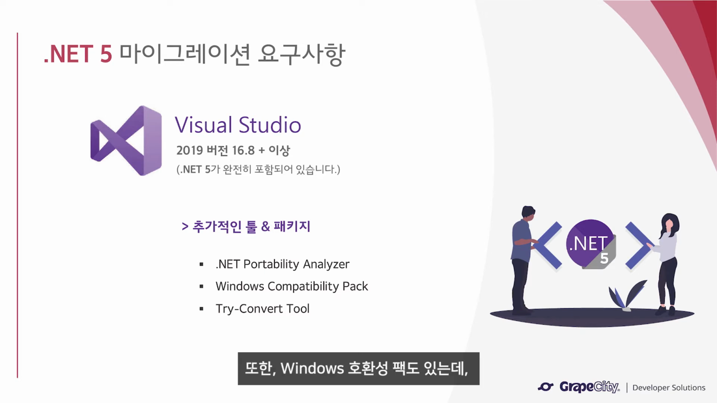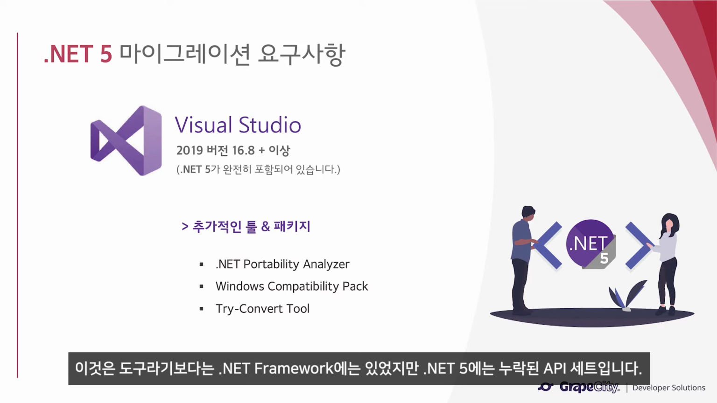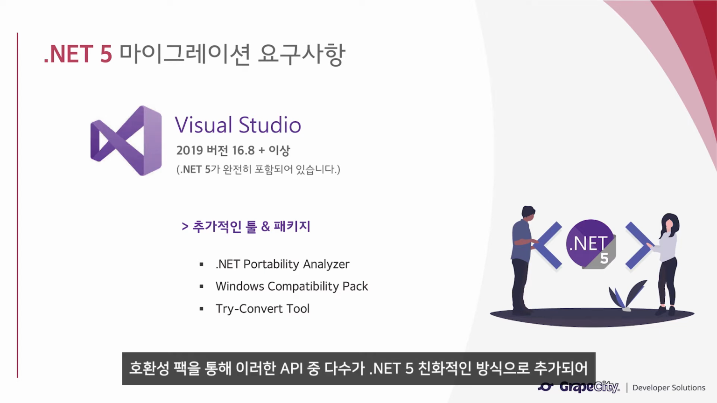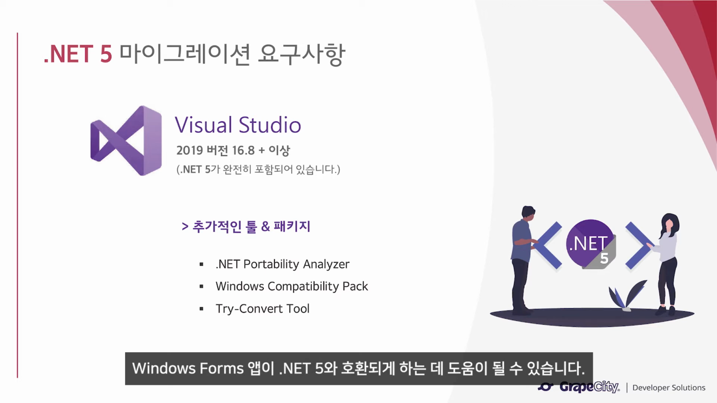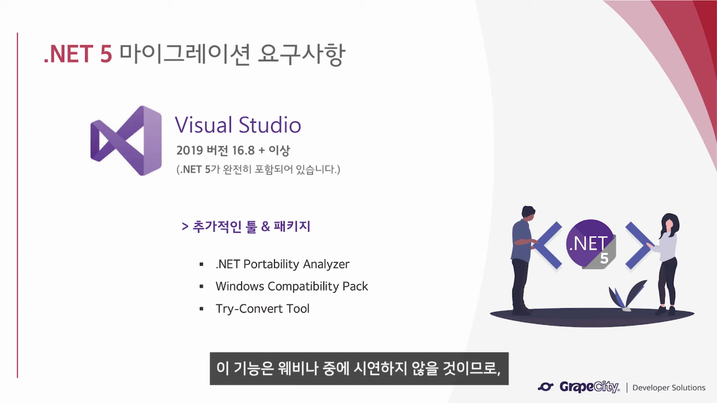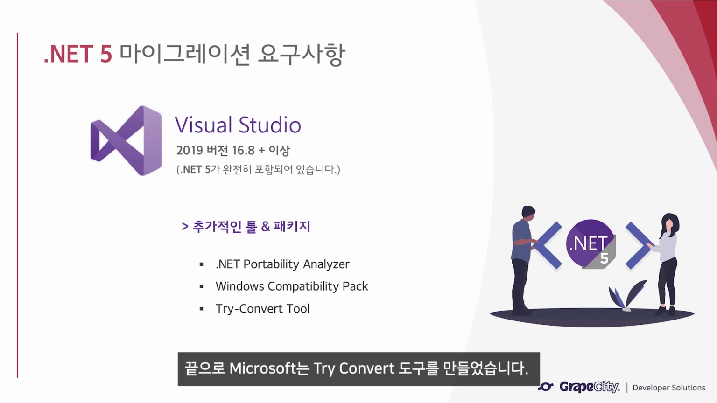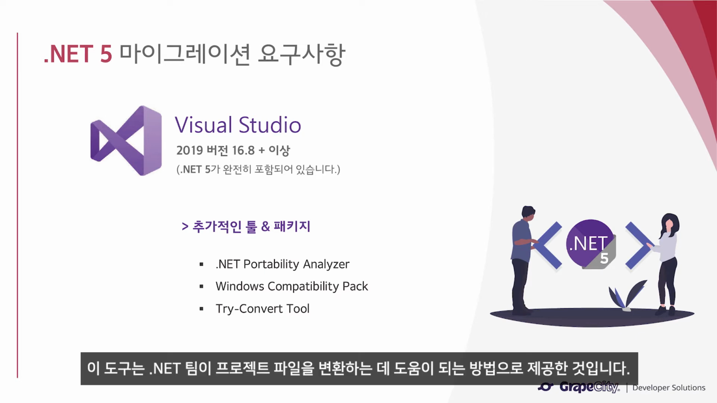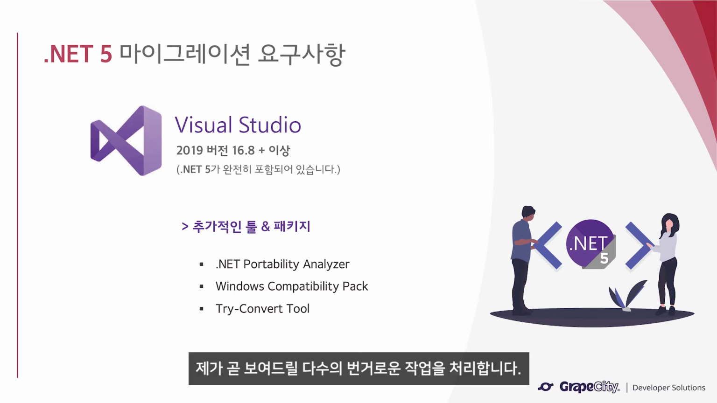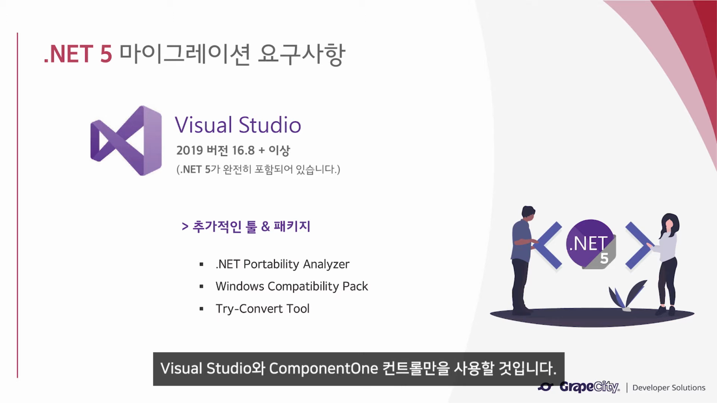There's also the Windows Compatibility Pack. This is not really a tool, but rather a set of APIs that are missing in .NET 5 that were in .NET Framework. The Compatibility Pack adds many of those APIs in a .NET-friendly way that may help your Windows Form app become more compatible with .NET 5. I will not demonstrate this during this webinar, so please check it out on Microsoft's documentation, which I'll share at the end. Lastly, Microsoft has created the Try Convert tool. This tool is provided by the .NET team as a way to help convert project files. It will handle a lot of the tedious work that I'm about to show you. Next, let me demonstrate some of these tools and show the manual migration process using only Visual Studio and ComponentOne controls.